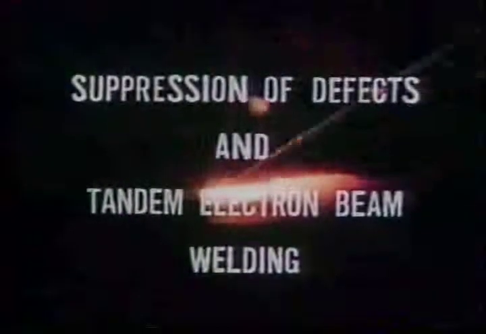Suppression of defects and tandem electron beam welding. Now let's turn to the suppression methods of defects, such as spiking and so on. A typical method is to decrease the beam power density. Here it is shown in the case of laser beam welding. Beam oscillation is also one of the suppression techniques.